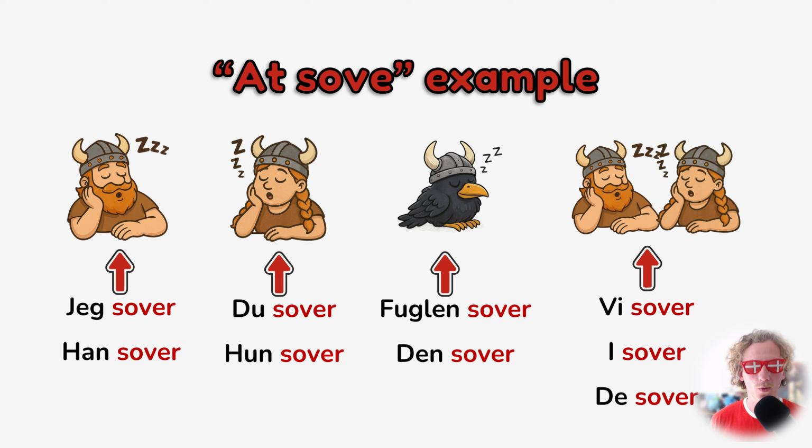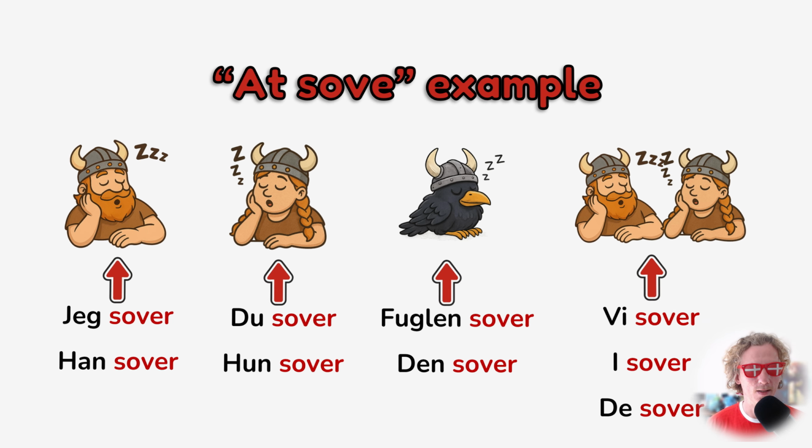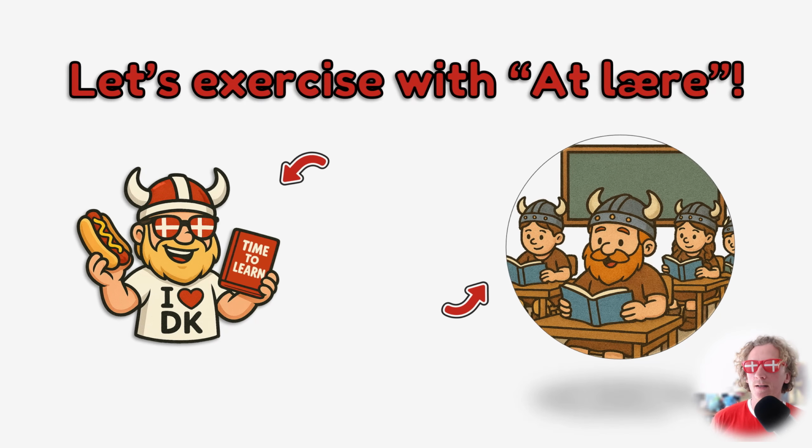And lastly, for the plural, it also doesn't change. Vi sover. I sover, de sover. We sleep, you sleep, they sleep. It does not get any easier. The verb doesn't change at all. You just need to add the correct pronoun and add an R in the end of the infinitive verb, and there you go. So let's bring this into practice here with the next example.